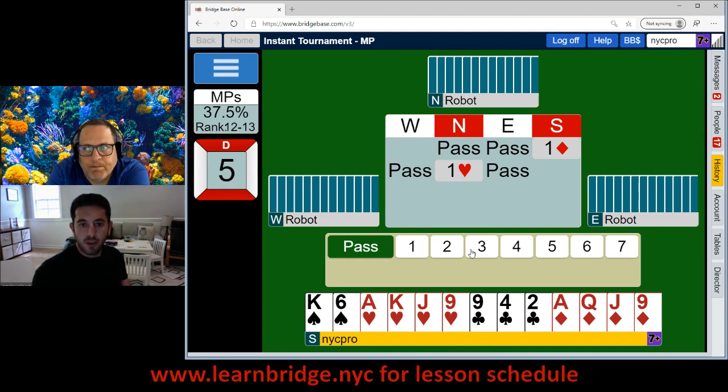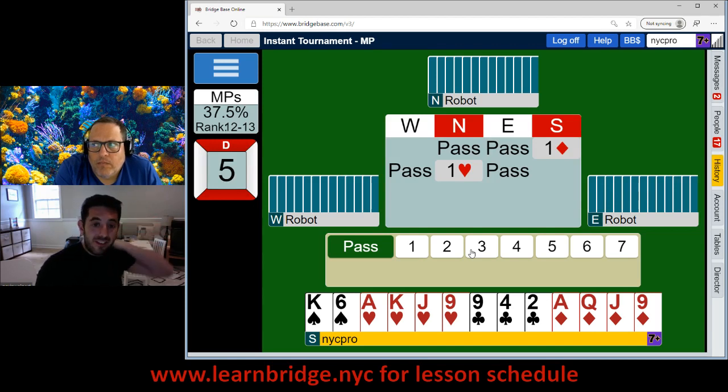For sure. So the question here is 3 hearts would show... 2 hearts shows a simple raise, 12 to 15 points. We're definitely too strong for that. 3 hearts shows 16 to 18. We're in that range, and 4 hearts would show more, 19. This is a good 18-point hand. I think it's very close.